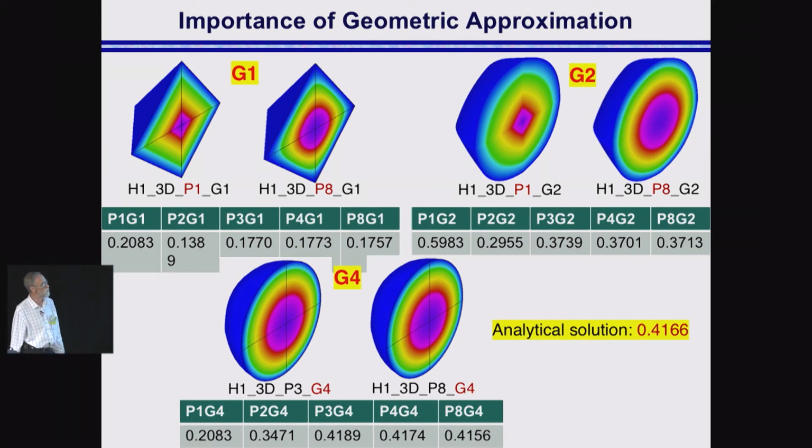Now, of course, it's a very coarse mesh, but the point is that you need to keep the geometric order approximation up, and you really should be increasing it consistently as you go up in the order.